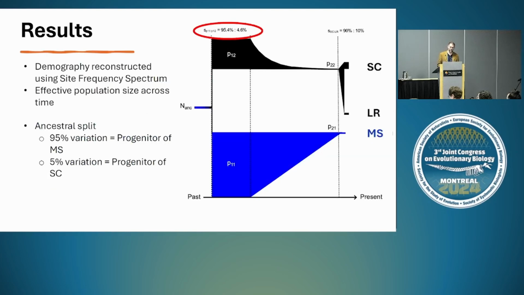So we first reconstructed the demography using the joint site frequency spectrum. So you can see my mouse. On the y-axis, we have effective population size, and then we have time on the x-axis from past to present. The first thing I want to signify here is that from the ancestral population, you can see about 95% of the ancestral variation was retained by the Malpaya Spring ESU, whereas only 5% was retained by the progenitor of the Salt Creek ESU. But you can see that there were 2 very drastic bottleneck effects after population expansion.